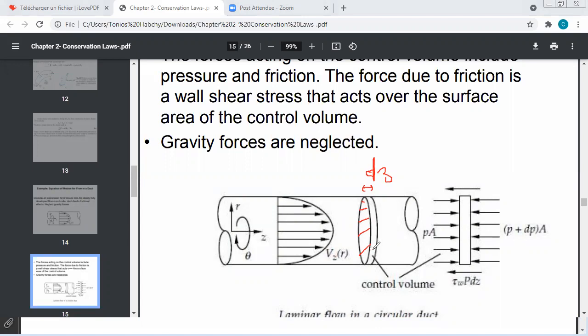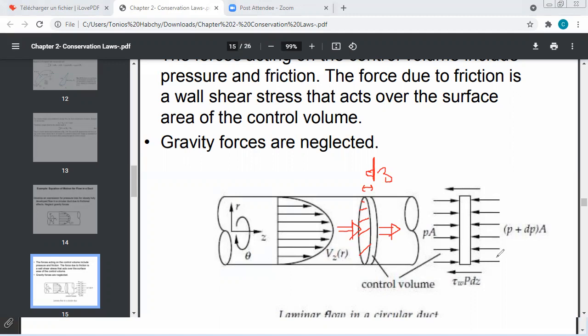What is happening is that I have momentum fluxes coming in and momentum fluxes getting out, due to the linear momentum expression. I want to relate these fluxes to pressure, to the forces acting on the control volume. So I have several types of forces acting on this control volume. First, I have pressure, and then I have friction forces.